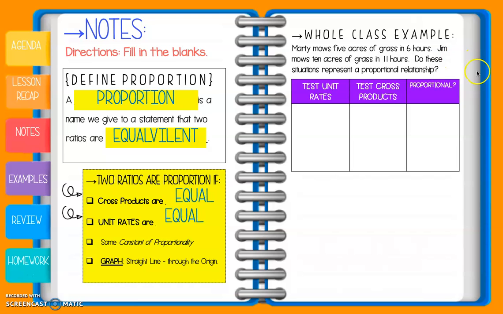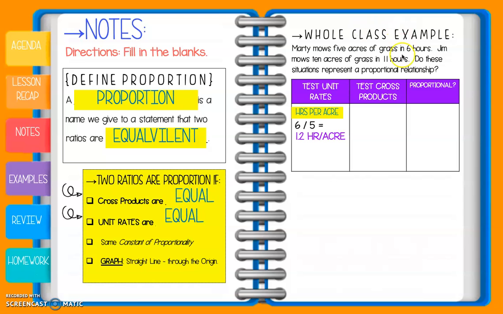Okay, so to test our unit rates, that work is going to look just like our unit rate work from earlier in the unit. First, we're going to write the rate in words. So in this case, we're talking about hours per acre. Okay, so we have our hours first. Per means to divide however many acres that they are working with. Okay, so for Marty, we have 6 hours divided by 5 acres, because that's what they said he mowed. And so that means that he is spending 1.2 hours per acre.